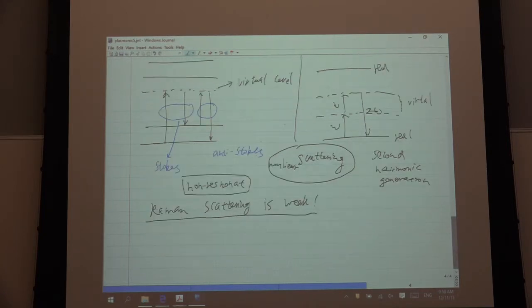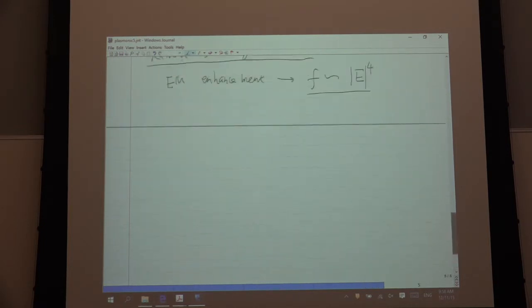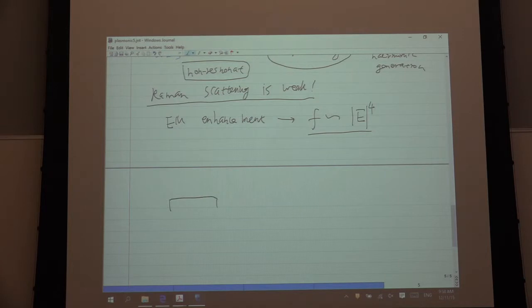Okay, so they need EM enhancement. Last week, we learned that the enhancement factor is proportional to E to the fourth. Because there are two resonances: one for the incident wave, another for its scattered wave. You can see this gap. You put this molecule within the gap. It has incident light.